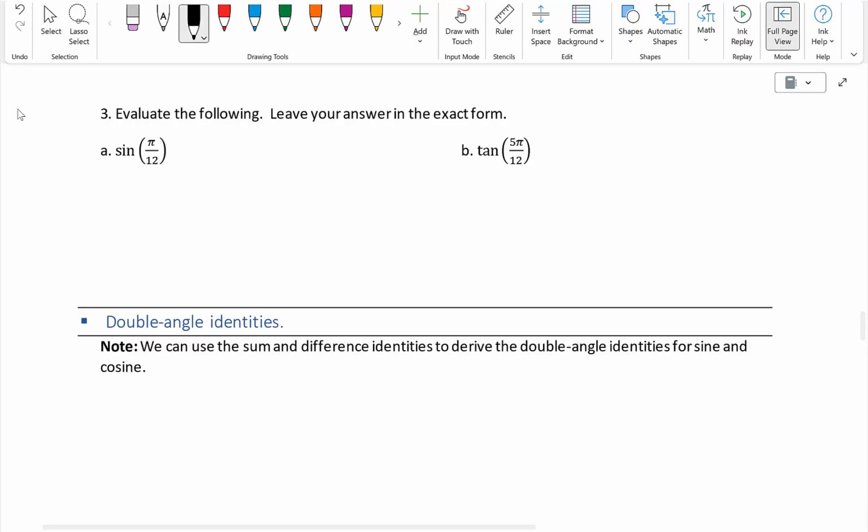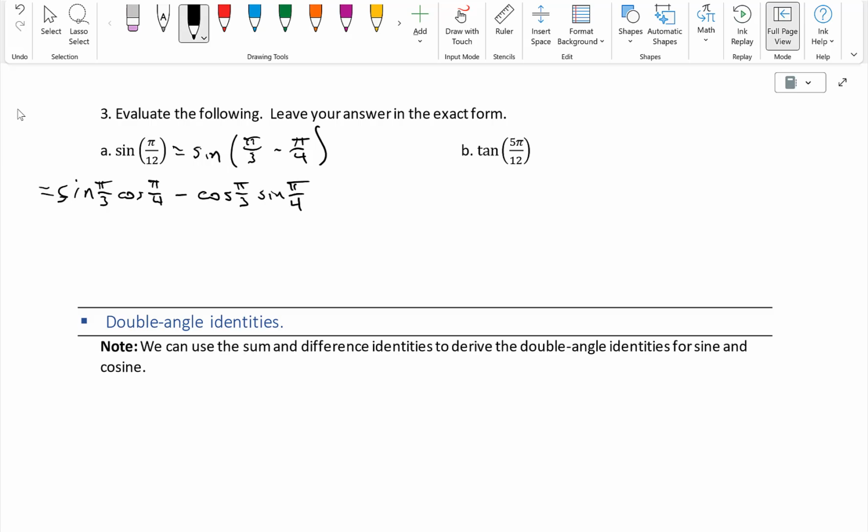For sine of pi over 12, we can rewrite that with sine of pi over 3 minus pi over 4. Again, we just want to find unit circle values that have a sum or difference of the angle we're evaluating, so we can find all our values from the unit circle. Using our identity from above, this is going to be equivalent to sine of pi over 3 times cosine of pi over 4. Sine stays the same, so we get a minus cosine of that first angle, pi over 3, times sine of the second angle, pi over 4.